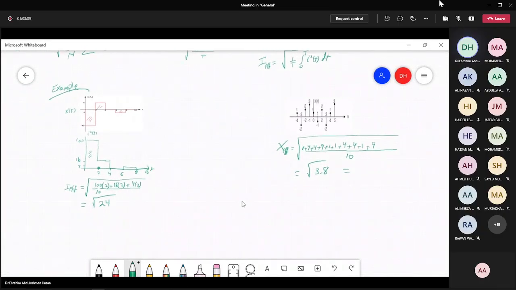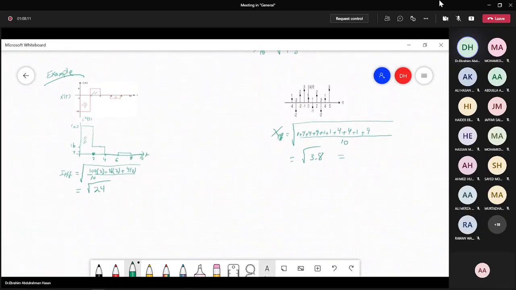Is it clear? Any questions here? Clear. Okay.